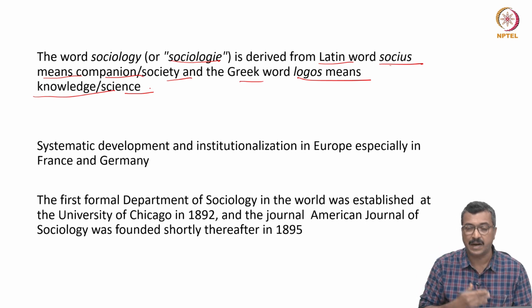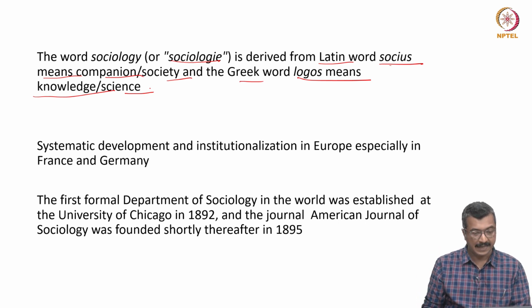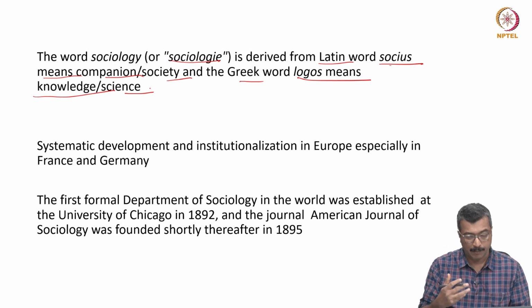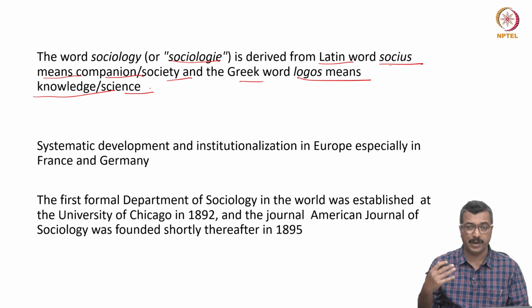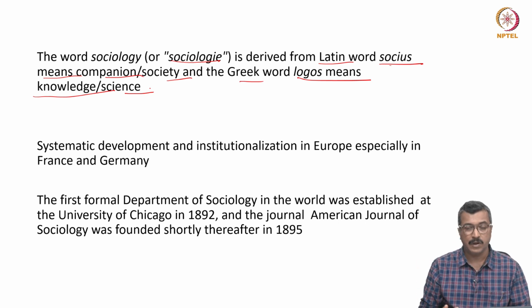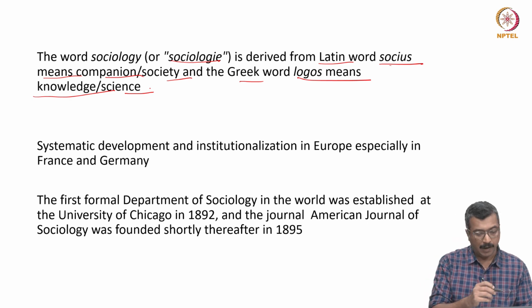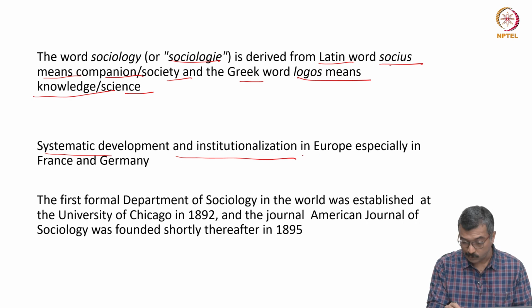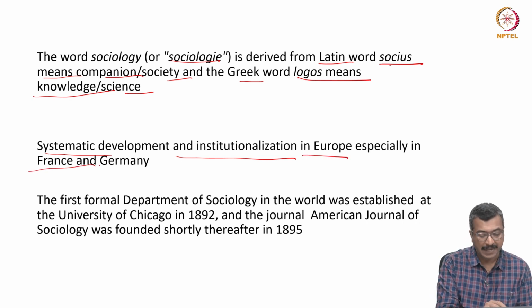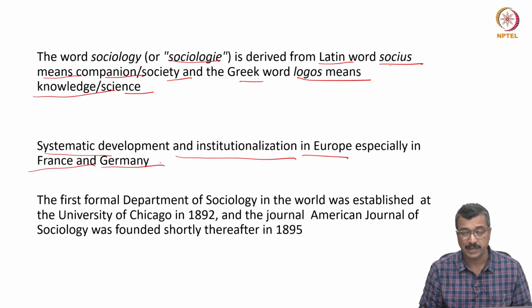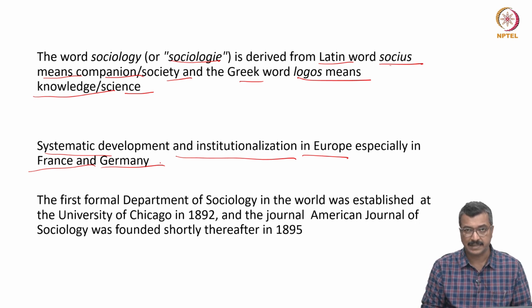Sociology was fashioned after the natural and physical sciences, because they wanted sociology to be a positive science, and they wanted sociology to be modeled after any modern science that is studying natural or physical phenomena. And then there was the systematic development and institutionalization of sociology in Europe, especially in France and Germany, and these two are the most important places in which sociology emerged and developed as a systematic and professional discipline.